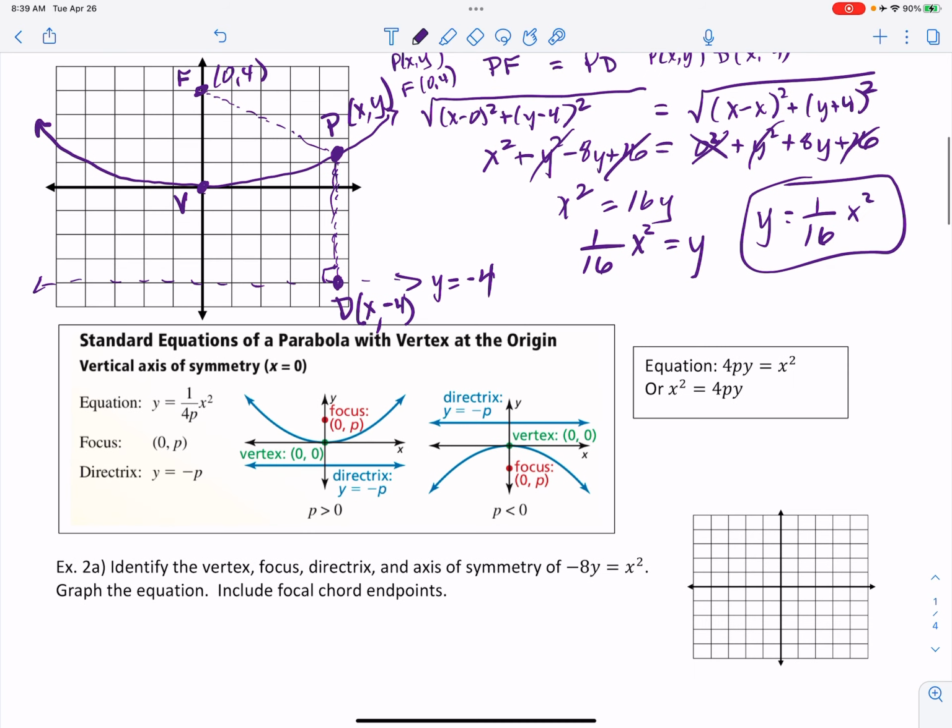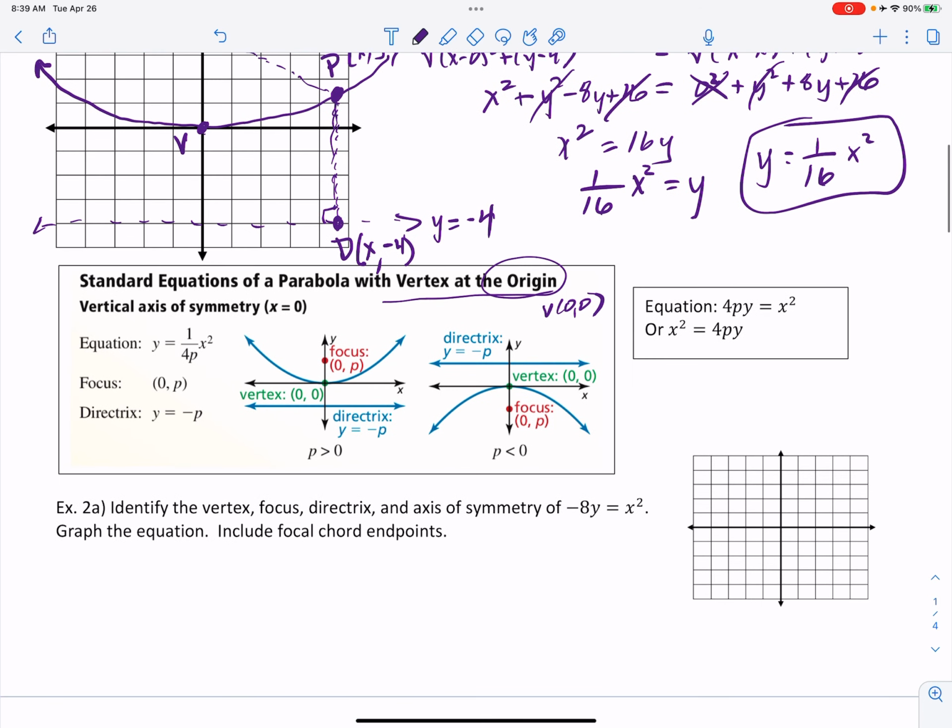So, standard equations of a parabola with the vertex at the origin, so the vertex is at 0, 0 on these, and it has a vertical axis of symmetry. The equation is this: y equals 1 over 4p x squared. And the focus is at 0, p, so the distance from the vertex to the focus is p units. The distance from the vertex to the directrix is p units. That's going to be important.